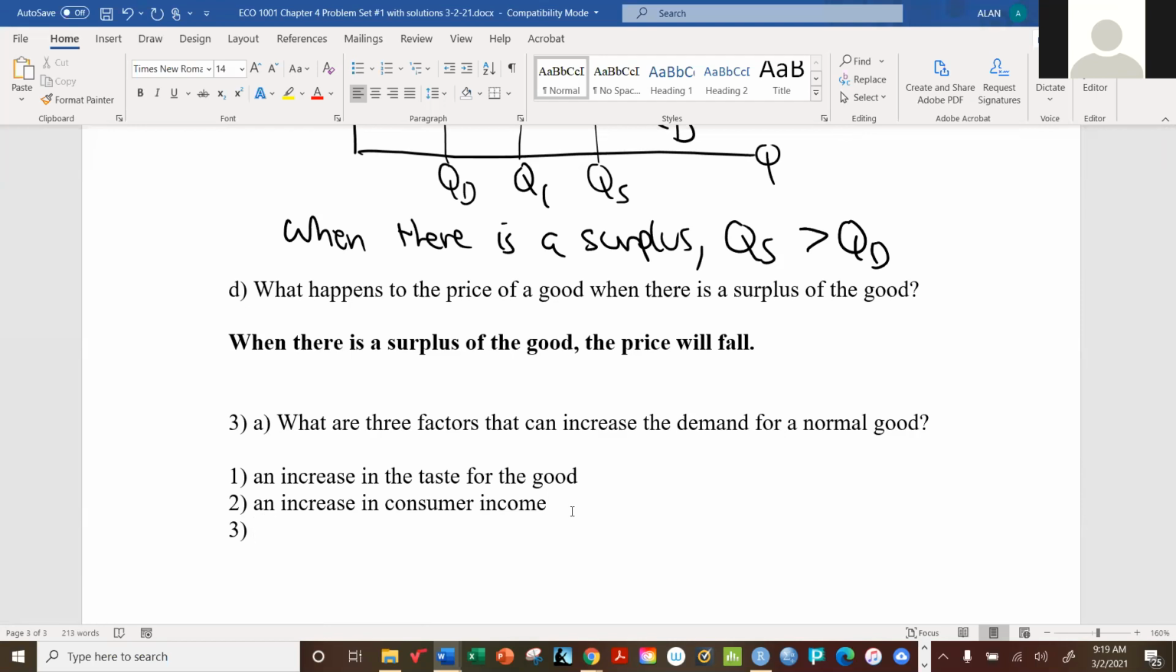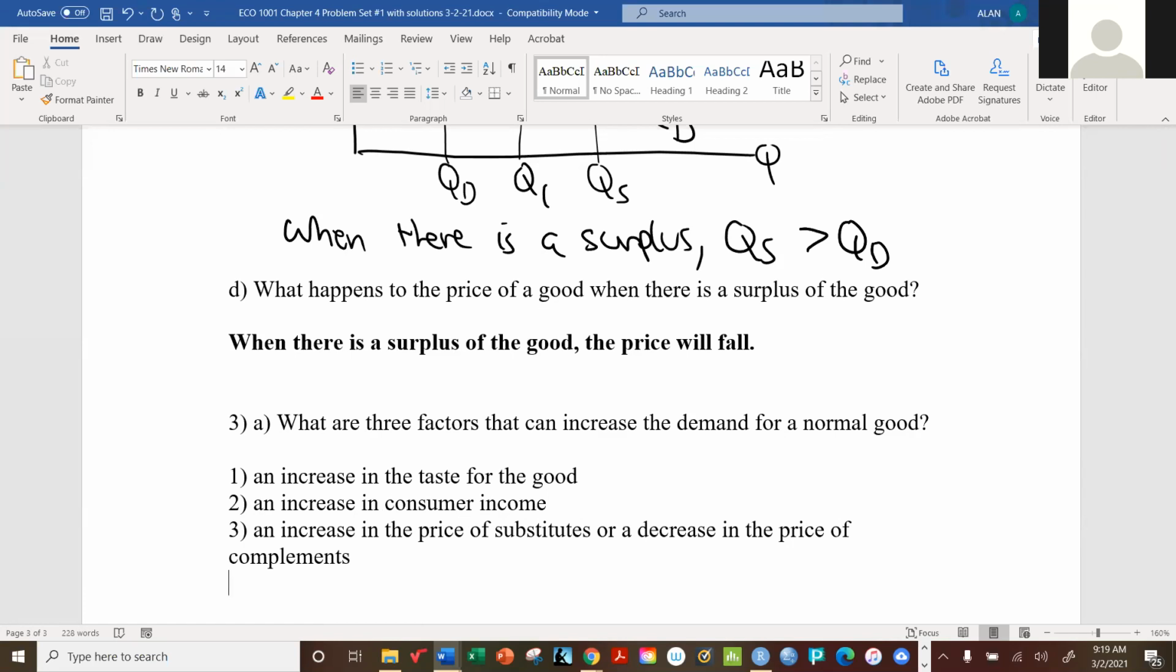Okay. Now, this is the one that's very tricky. You have to be very careful to avoid tricking yourself with this one. An increase in the price of substitutes or a decrease in the price of complements.